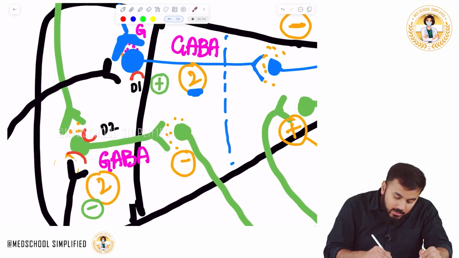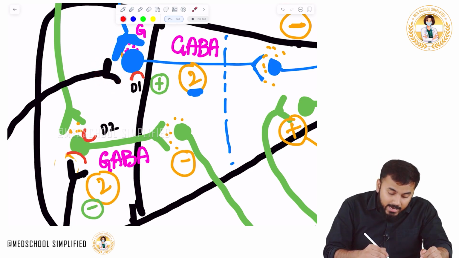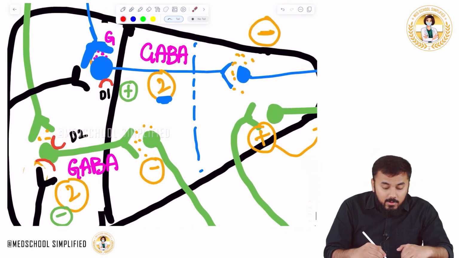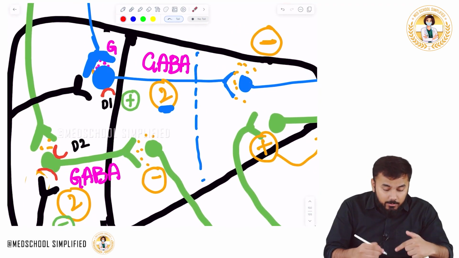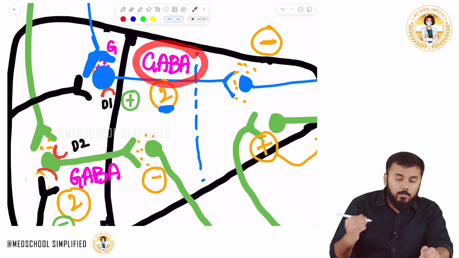First, here it will release dopamine. You see all these green dots. Okay, let me put it with red. You see all these red dots here. Dopamine is released, and this dopamine is acting on where? See, it is exactly acting on this D1. When it acts on this D1, D1 is an activatory receptor. It means it will activate this GABA.